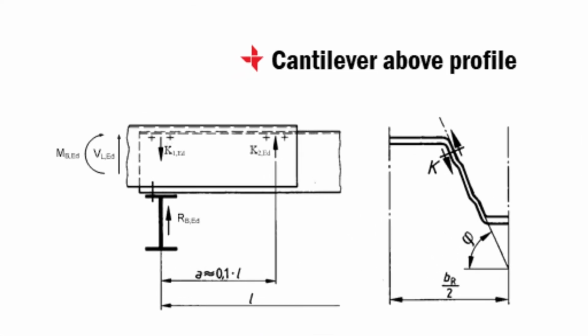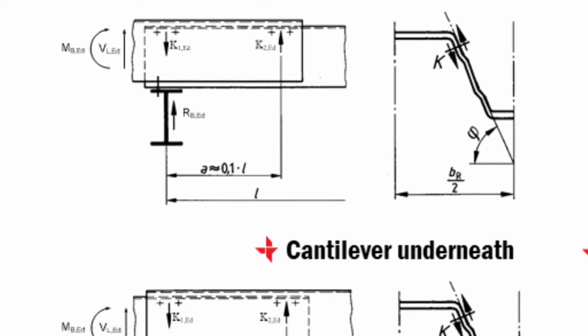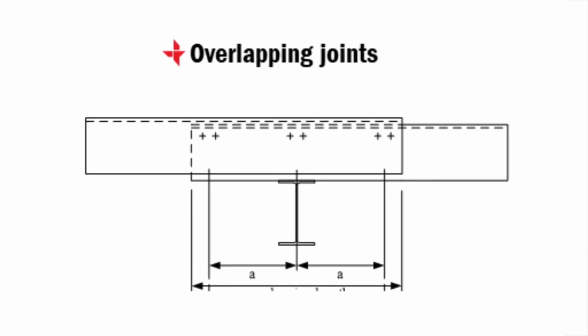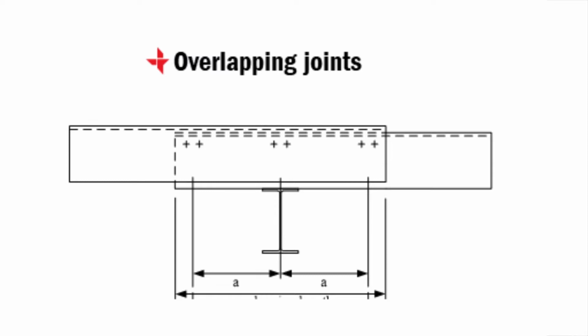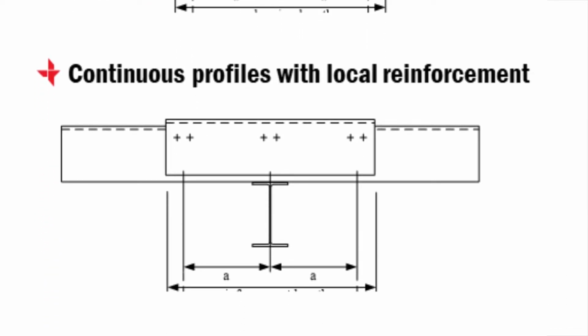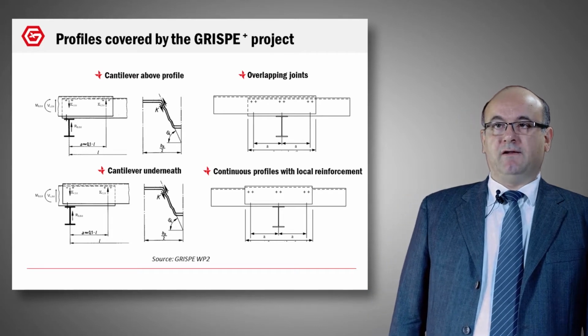In the first, the cantilever above profile, you can see that the profile on the left is above the profile on the right. For the cantilever underneath, you can see that the profile on the left is under the profile on the right. We have another type, the overlapping joints. In this case, the overlapping is symmetric. You can see a vertical axis in front of the central support. And finally, we have a continuous profile with a local reinforcement. So a piece of metal is added to reinforce the structure and the sheeting on the support. So 4 types of profile, 4 types of assemblies.